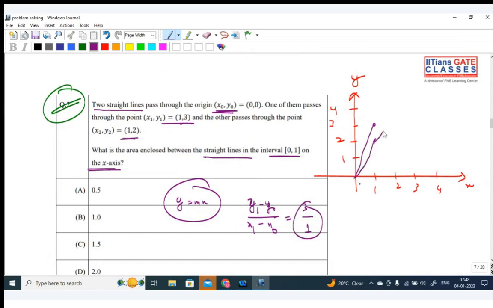It is passing through this point. So these are the straight lines, guys, and they are not touching. Which area are they asking? They are asking what is the area enclosed between the straight lines from 0 to 1. So this is 0 to 1, and they are asking for this area.